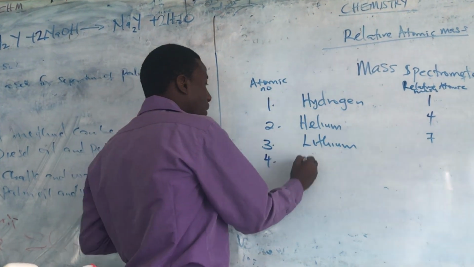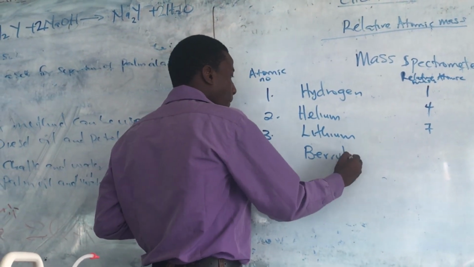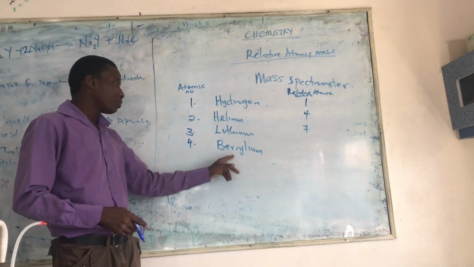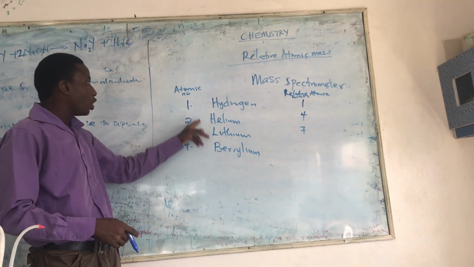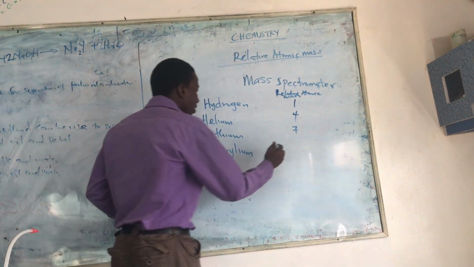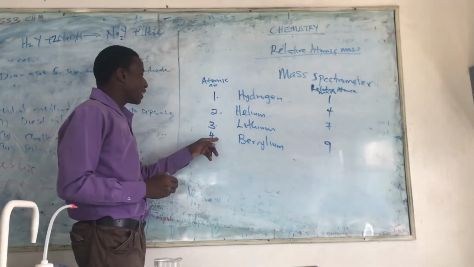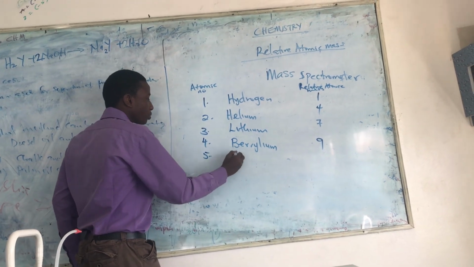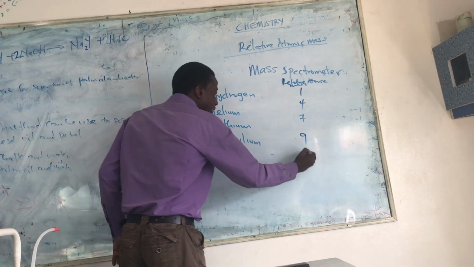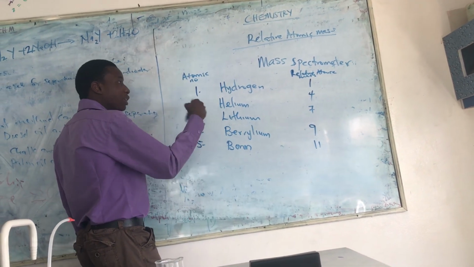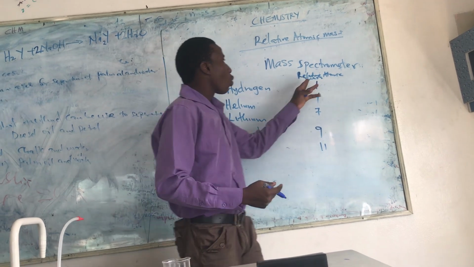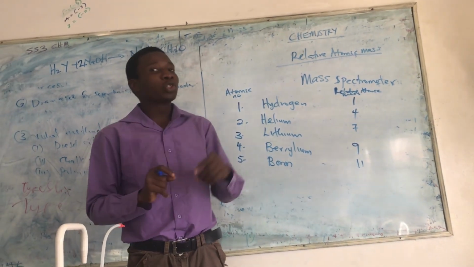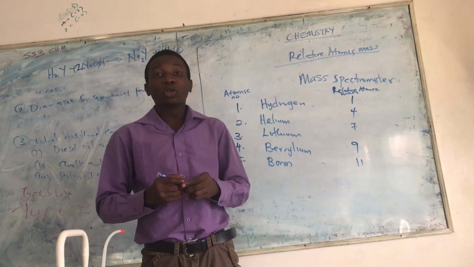Let's also write beryllium. Number 4, beryllium. The atomic number of beryllium is 4, but the relative atomic mass is 9. You can see it's also not times 2 for beryllium. Number 5, boron. The mass number is 11. The relative atomic mass is 11. So many times, the relative atomic mass is the proton number plus the neutron number.